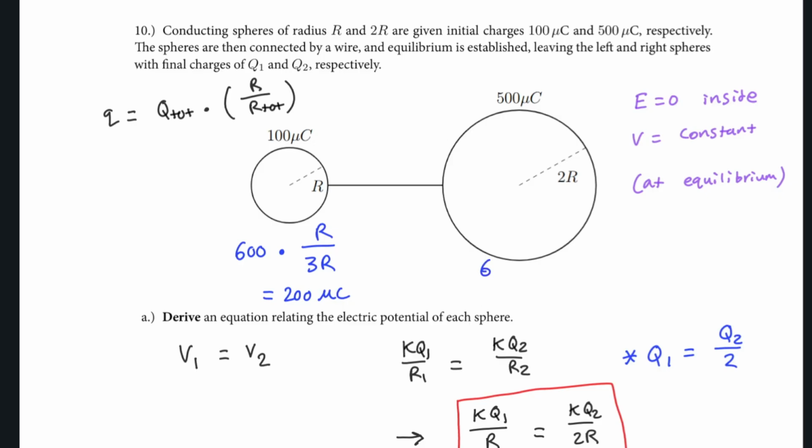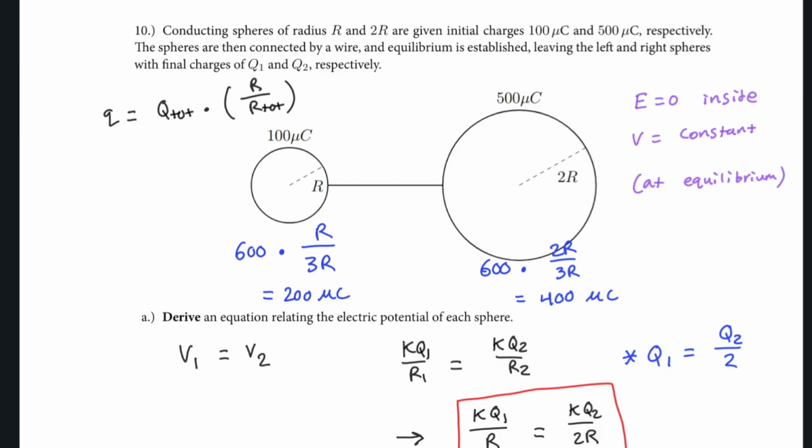And same thing over here. We have 600 microcoulombs of charge to give around, and you hold 2R out of the 3R. So you hold 2/3 of the radius. So this is 2/3 of the system radius, so it gets 2/3 of the system charge.